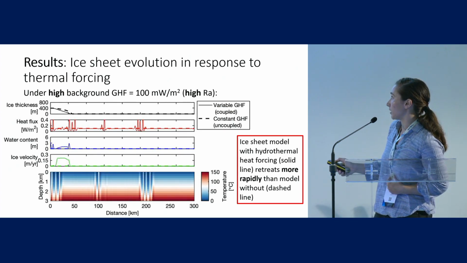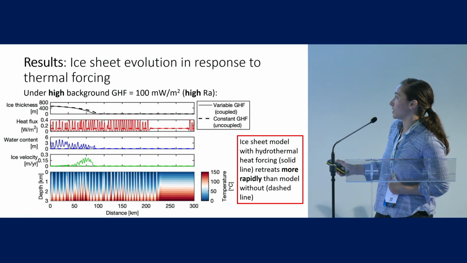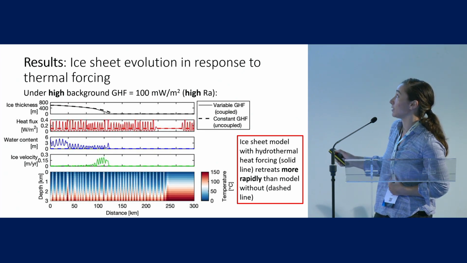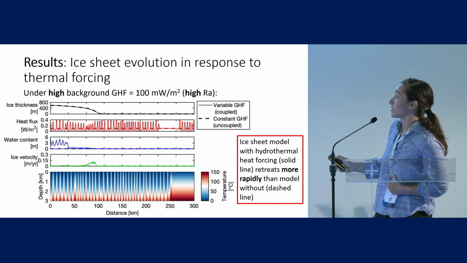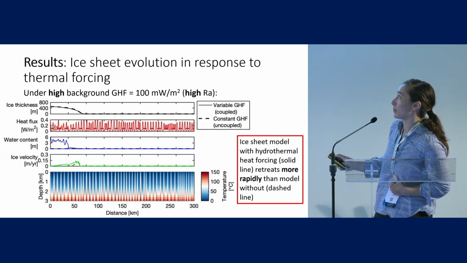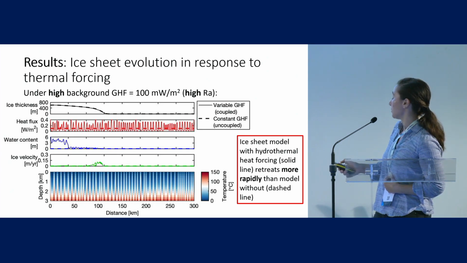Moving forward to the high heat flow model, we see again all these different hydrothermal convection cells, which are raising the heat flow and leading to all these little anomalies in heat flux along the profile, increasing the water content and leading to greater ice flow. If you compare the dashed line and the solid line, you see that the solid line retreats slightly more rapidly than the dashed line. So the ice sheet model that has this forcing sensitive to the evolution in heat flow retreats more rapidly during a deglaciation.